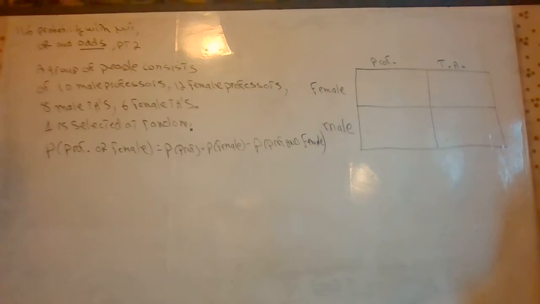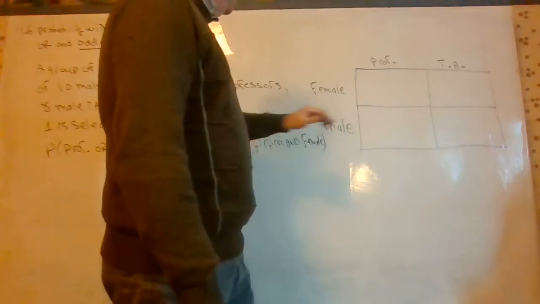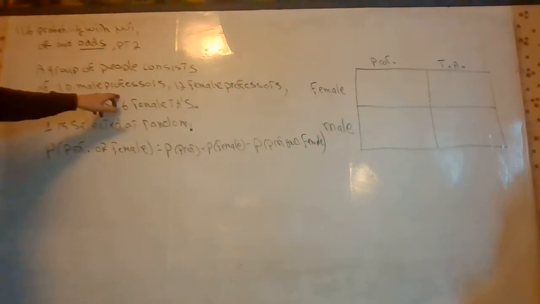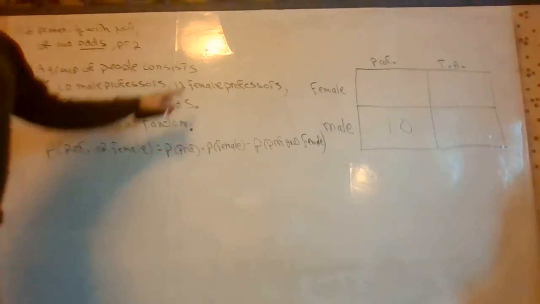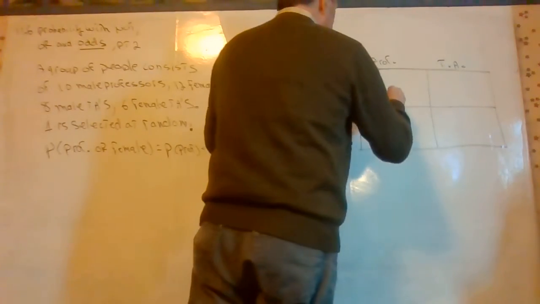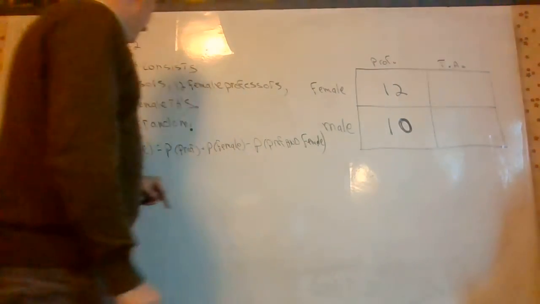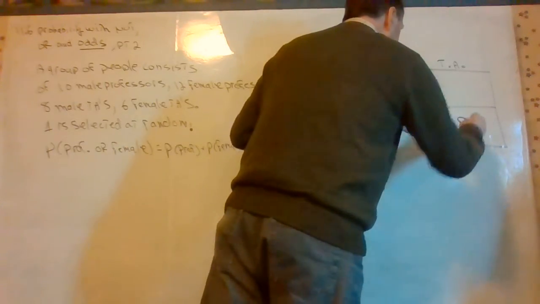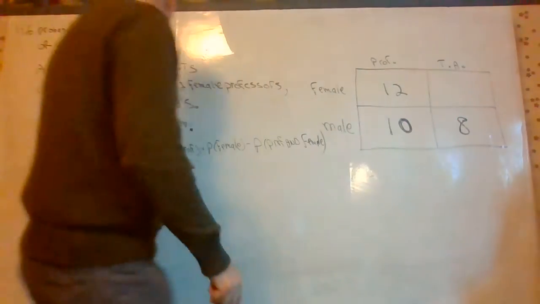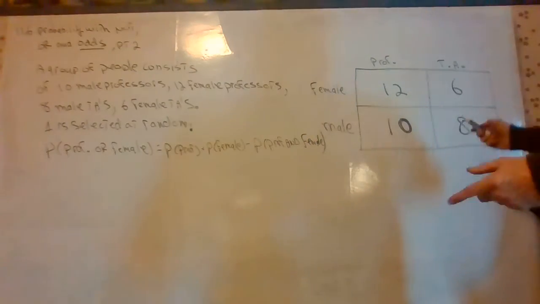These problems are best worked by making a chart. And so we can have prof and teaching assistant on top, female, male on the side. 10 male professors, that's going to go right here. And 12 female professors, that's right here. 8 male TAs, that's 8. And 6 female TAs, so we'll make this 6. It's convenient for purposes later.